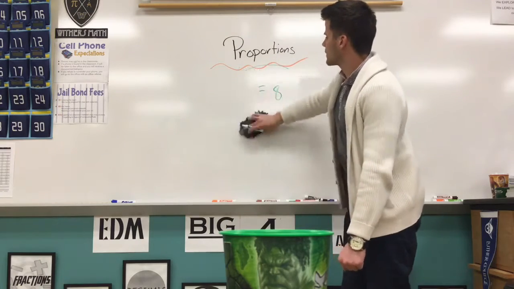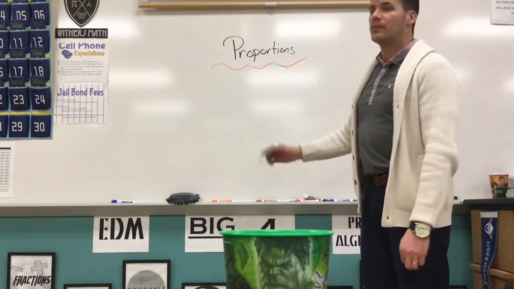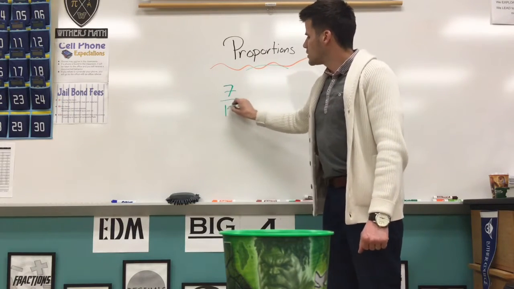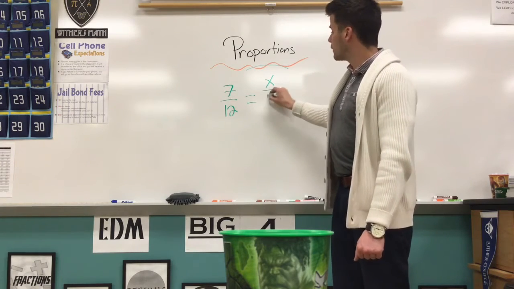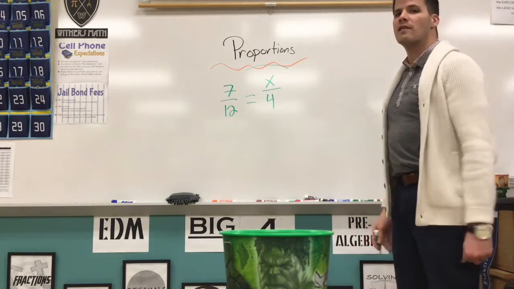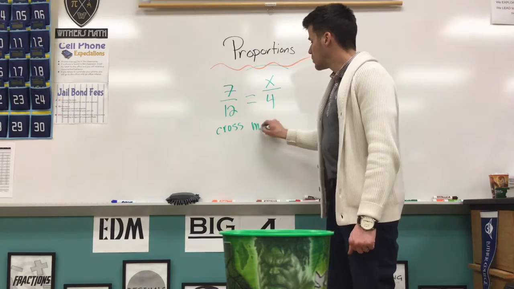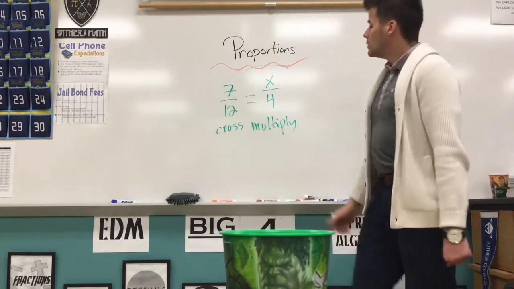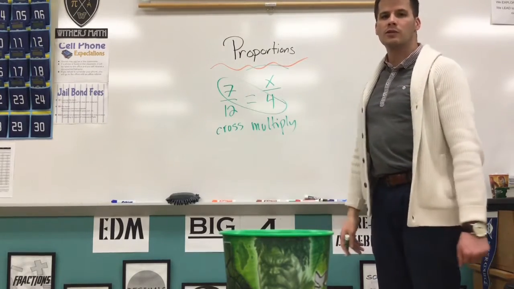So sometimes we will have an unknown in a proportion. So, for example, 7/12 is equal to some unknown number over 4. How do we solve for that unknown? And the answer is very simple. Cross multiply. Okay? You literally go across and you multiply those two numbers.